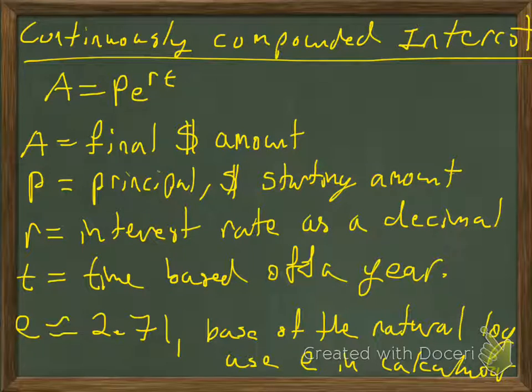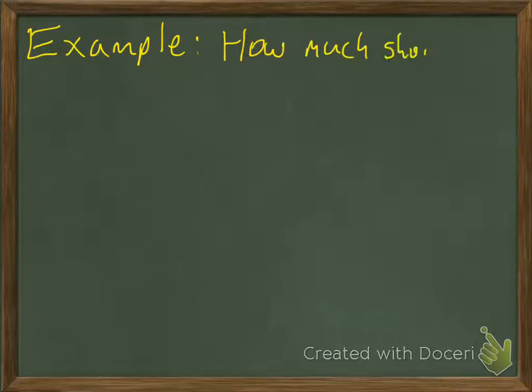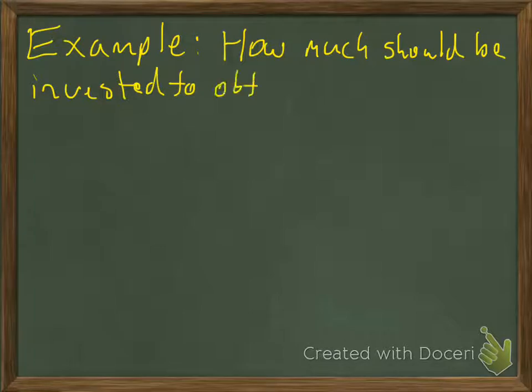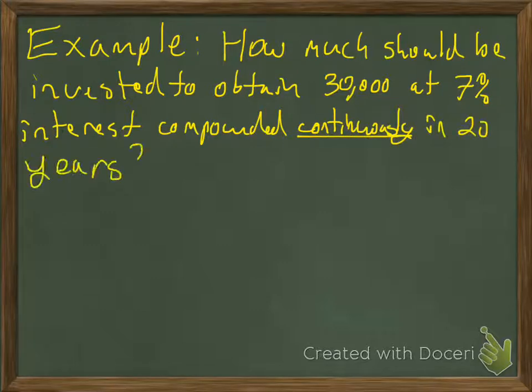Let's do an example real similar to the one with the compound interest problem. So we want to know how much should be invested to obtain $30,000 at 7% interest, compounded continuously. So that's the key word we're looking for, the word continuously, and in 20 years.